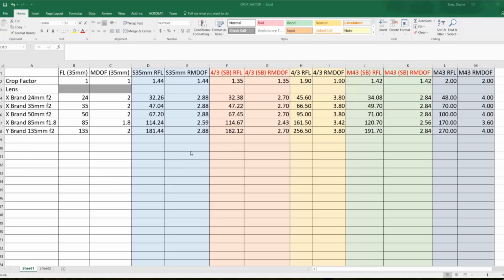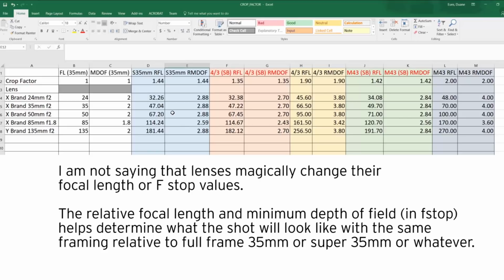So here is a spreadsheet that I created to illustrate the relative focal lengths and relative minimum depth of field in relation to a full frame 35 millimeter camera, because everybody seems to want to know what it looks like compared to a 35 millimeter full frame camera if you were to shoot video, right? Now, I don't want to get into a whole debate about lenses not being magical, and that when you put them on a cropped sensor they don't magically change your focal length. I'm not talking about that, okay? I'm also not saying that for magical reasons your depth of field is all changed, okay?